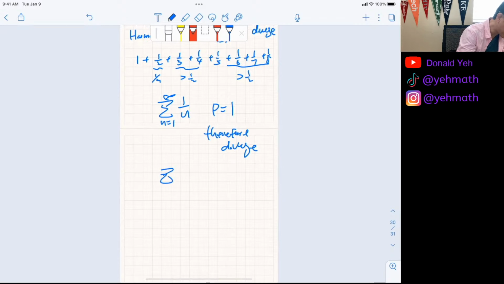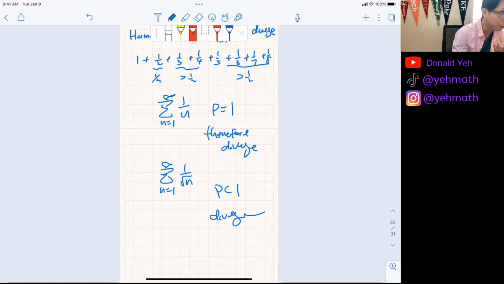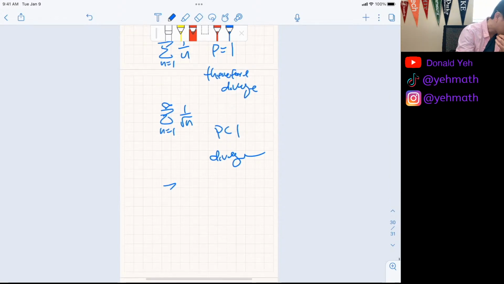So what do you think this one is? The sum from n equal to 1 to infinity of 1 over square root n. Yeah, P is less than 1, you're right, so it diverges. So P is less than 1, diverge. That's all you have to write. Your homework is super easy. All you have to do is this.